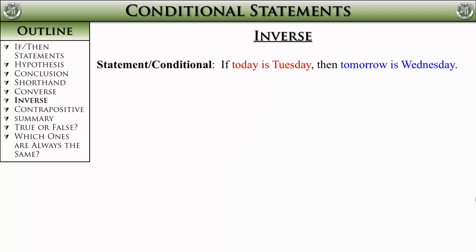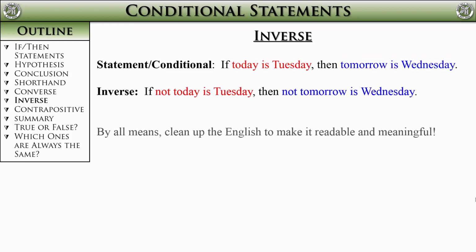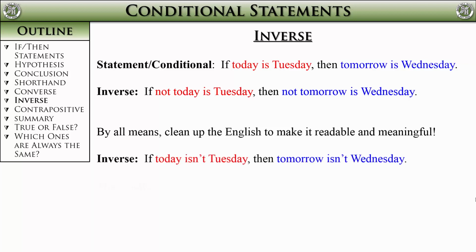So here we have our original conditional again. If we apply the structure of the inverse absolutely literally, then we end up with this. If not today is Tuesday, then not tomorrow is Wednesday. Ugh. By all means, clean up the English to make it readable and meaningful. If it originally was today is Wednesday, then what is the opposite of that? Where should we put the not instead of at the front? If today isn't Tuesday, then tomorrow isn't Wednesday. That is much better. You should definitely clean up the English before you write your inverse down.